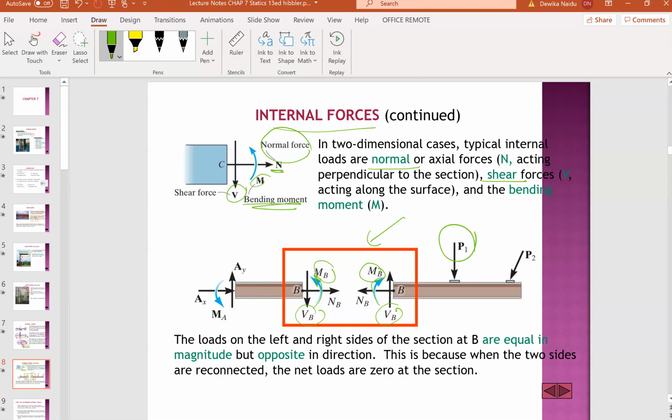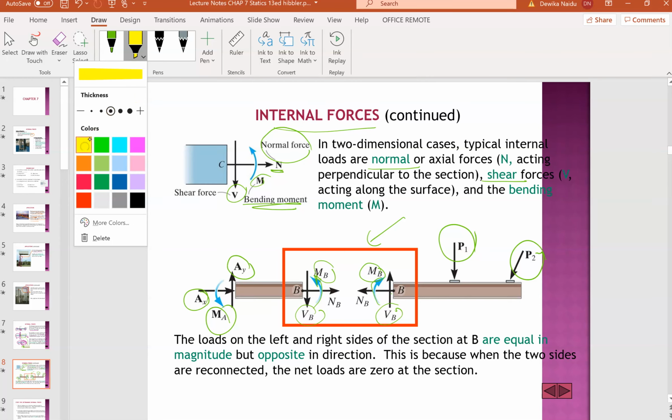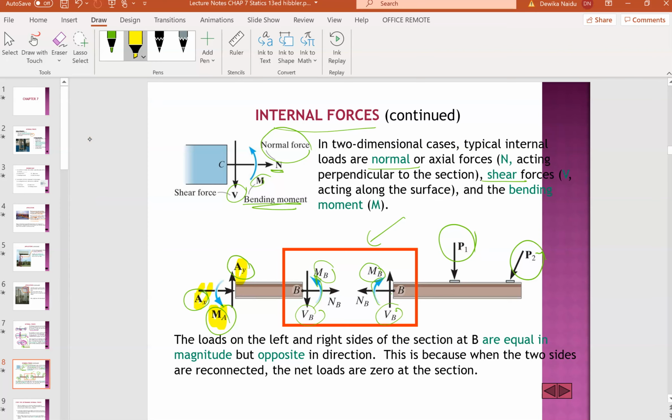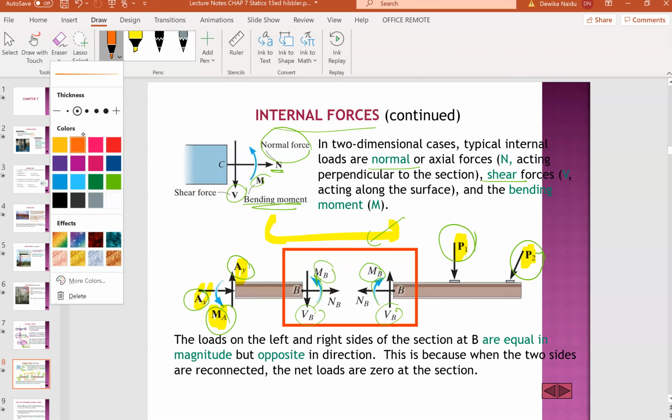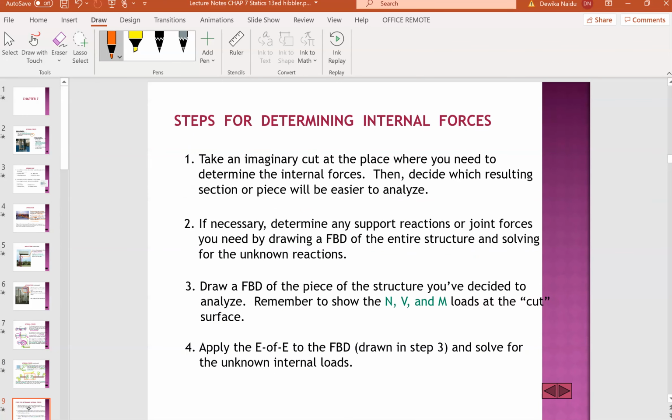But what about this P1 and P2? These are all external forces. They don't come in the category of internal forces. Ay, Ax, and the moment are all external forces. That means when you join this together, you will still see the external forces because they are coming from outside. Okay, let's move on to the next one.